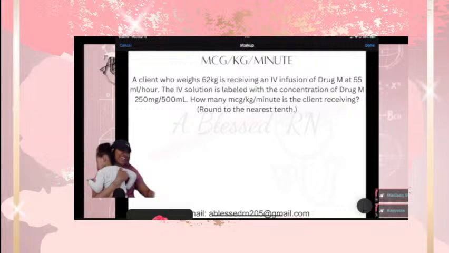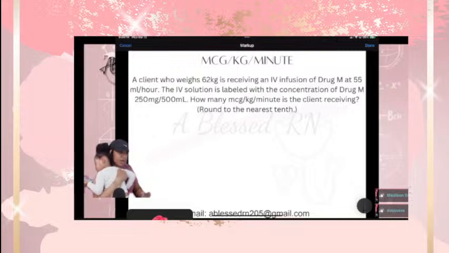So microgram per kilogram per minute. All right. So listen, a lot of people will see this and freak out. Don't, because remember, we're not doing math problems. We're only solving puzzles. We're gonna solve this puzzle just like we solve all the rest of the puzzles.